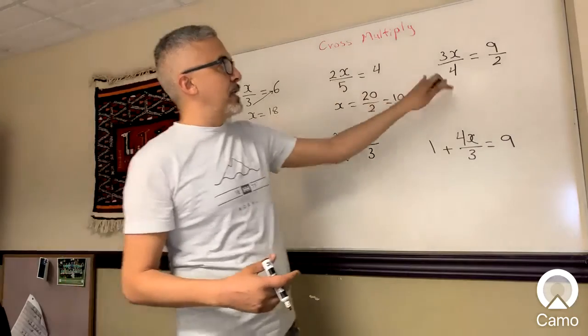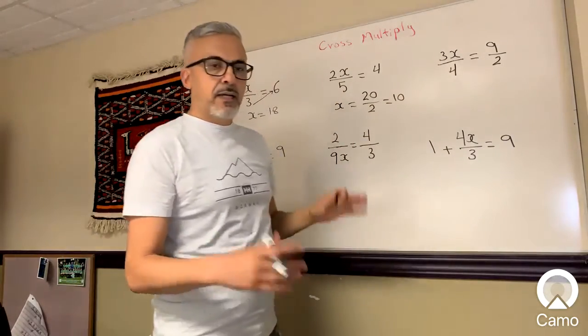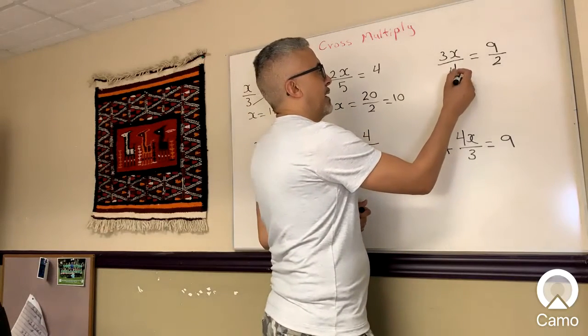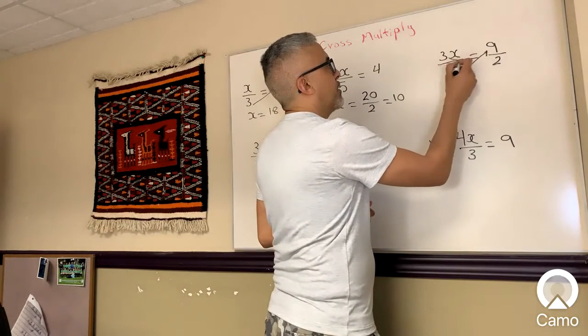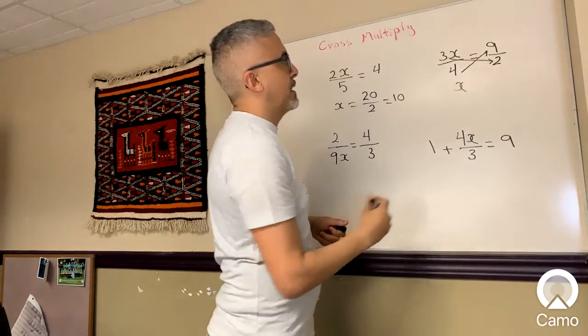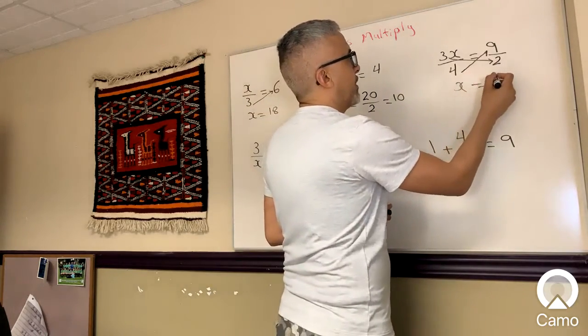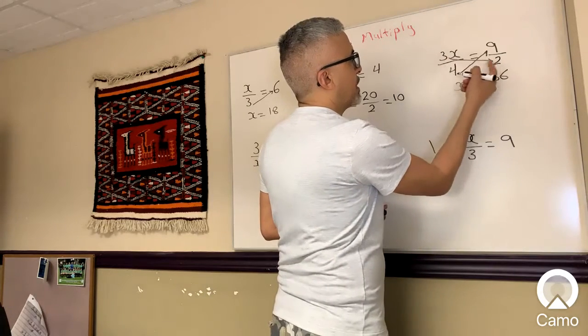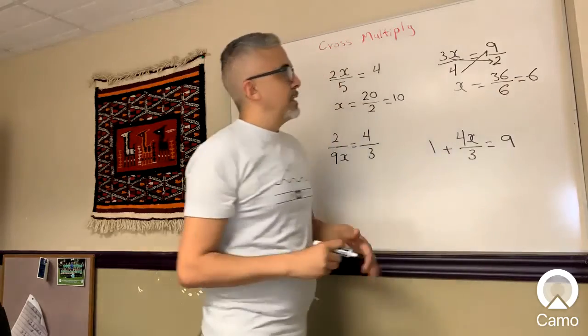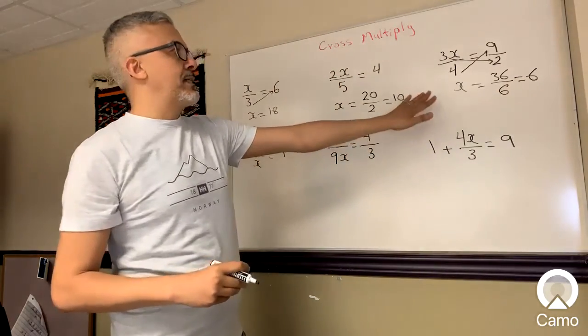So here's another one that has a fraction here, a fraction there. Easy again. So what do we do? Crossing the equal sign. This goes to the top. The 3 goes to the bottom. The x, we want it to stay there because we want to solve for x. So the 4 goes into the 9, you get 36. And the 3 gets multiplied into the 2, you get 6. And the answer is 6. How fast? It's amazingly fast.